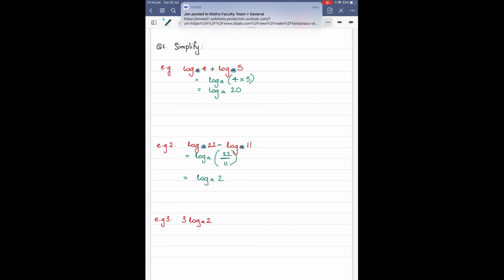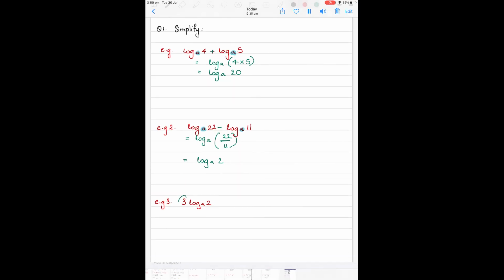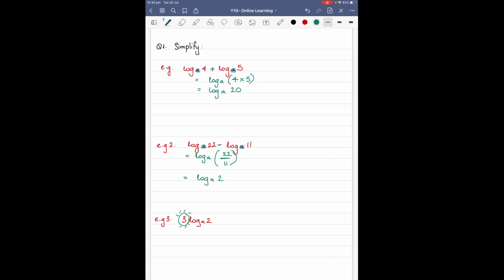Alright, example number 3. What we have here, we want to simplify. Because the sun is already setting, when the sun sets, the sun can also rise. So when the sun rises, it becomes log base a 2 to the power of 3. 2 to the power of 3, we know that is 8. So on the next line, write log base a 8. And that is your answer for example 3. There will be questions for you to do, and have a look at the next example very soon.